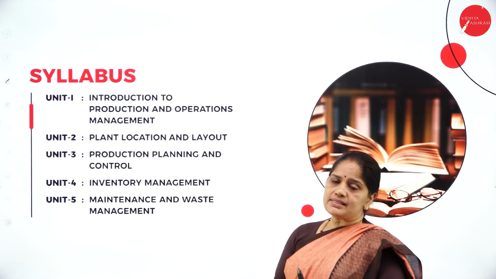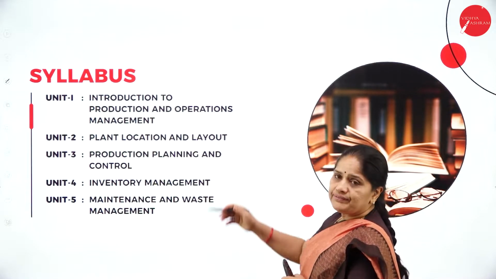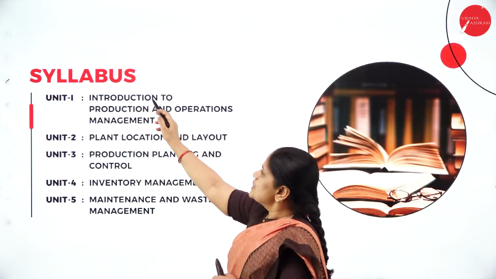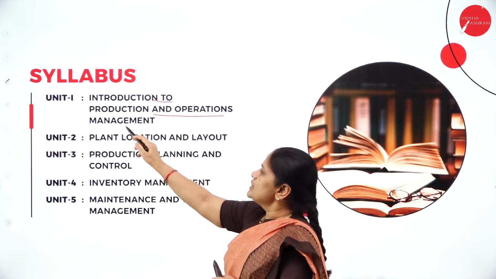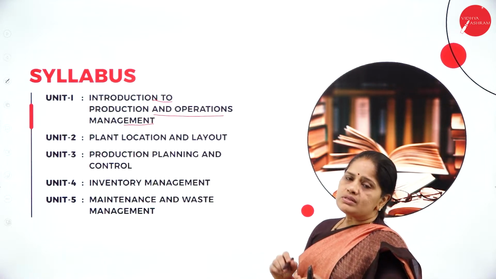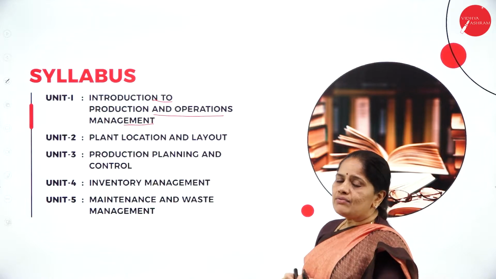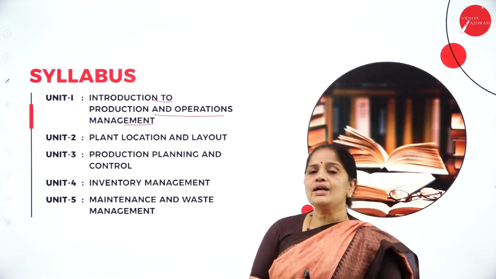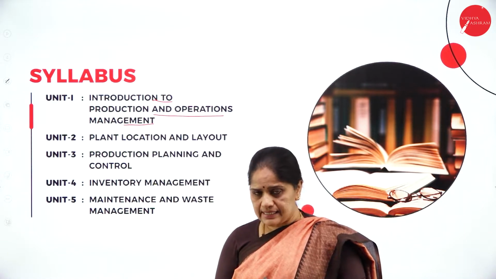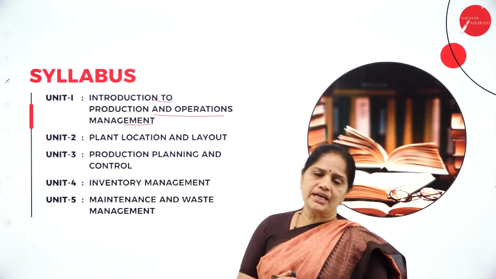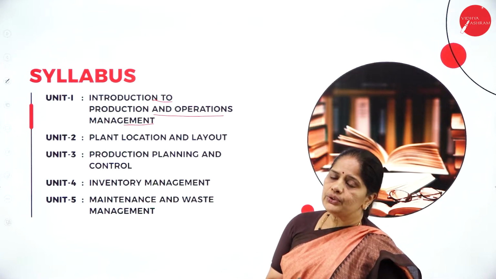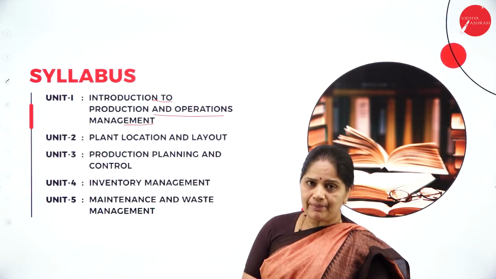In this syllabus, we have a total of 5 units, and in the first unit, we will be having an introduction to production and operations management. What is the meaning of the word production? What is the meaning of the word operation? And what do we exactly mean by production and operation management? What is the meaning of production as a system? What are the various types and classifications of production? And also, we will be discussing the duties and responsibilities of the production manager.